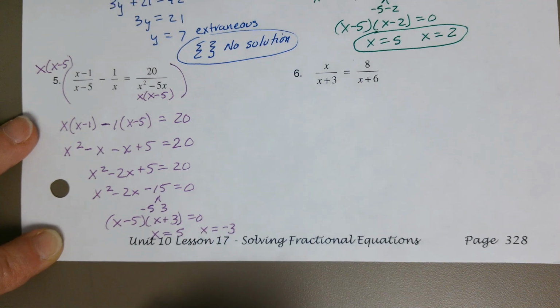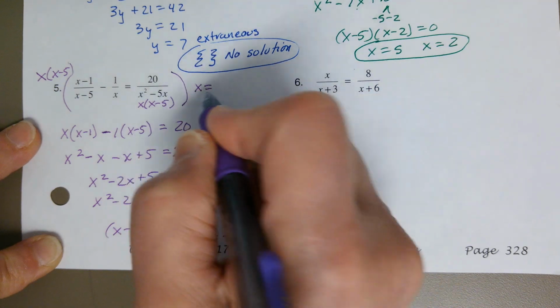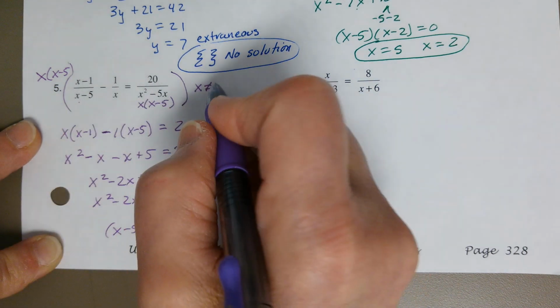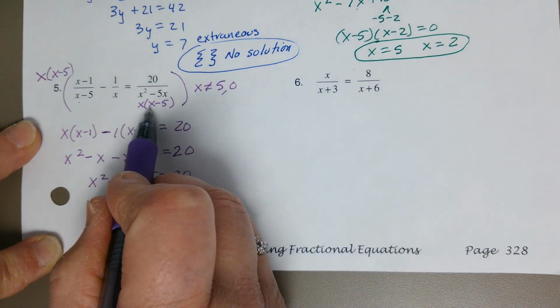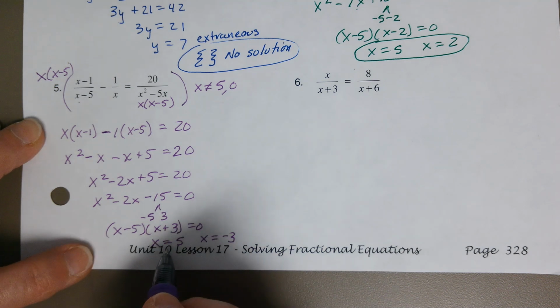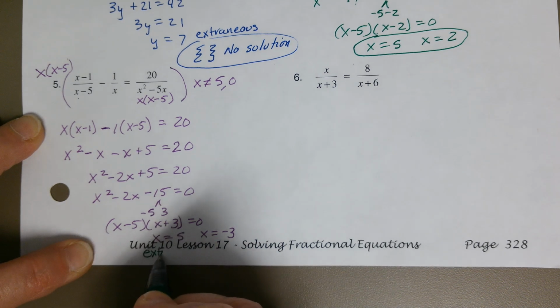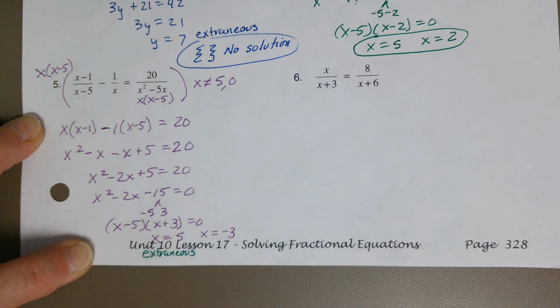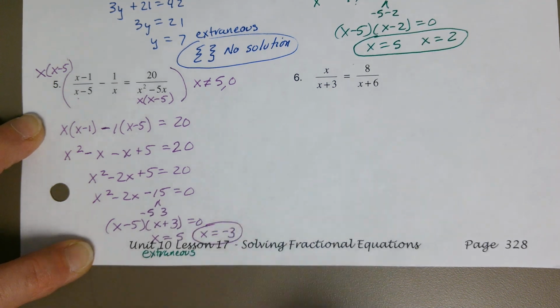And I failed to do step 1 above. I never stated x cannot equal positive 5 or 0. So we have to reject the positive 5. This is extraneous. Our only solution is x equals negative 3.